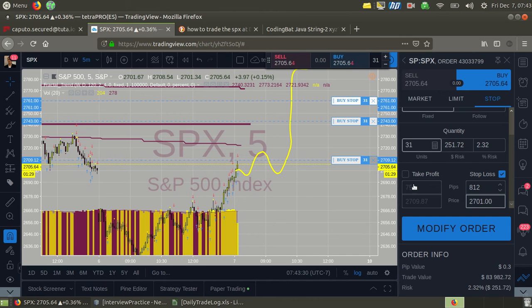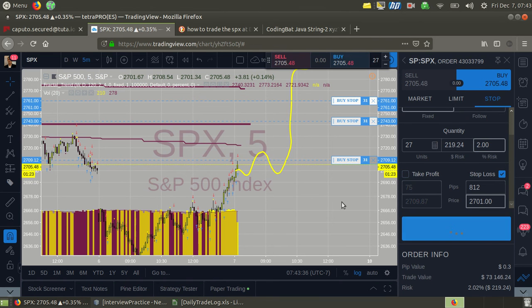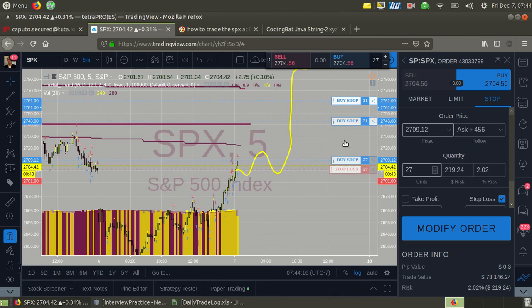2701 point. Here we want to put 2% risk on each trade. I don't use a take profit because I move my stop loss order up. So this is the one we adjusted, and it's 2%. We wanted 2% of our account, which is going to be 27 shares. That's the risk between here and here.